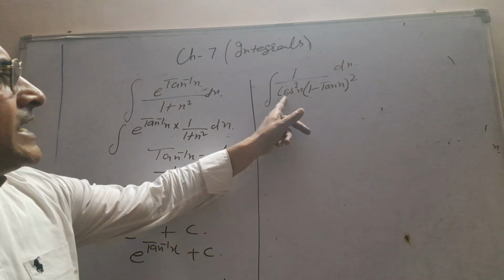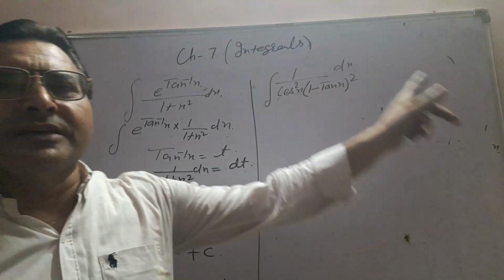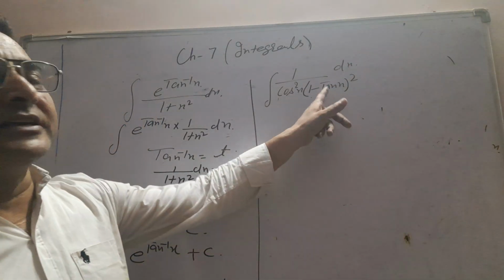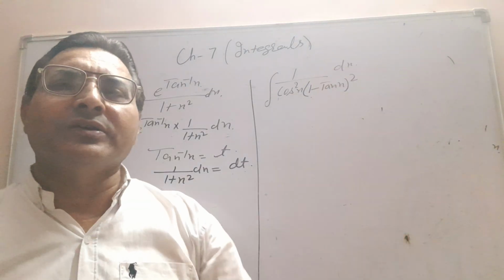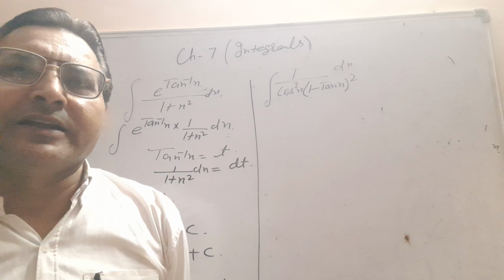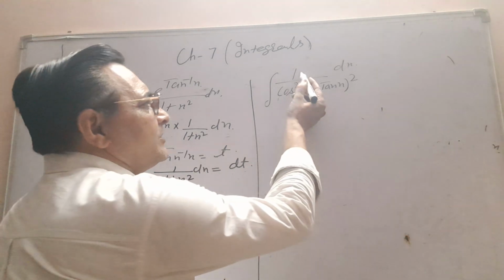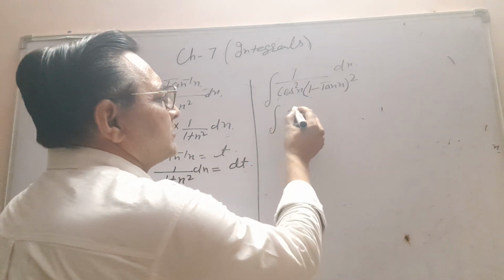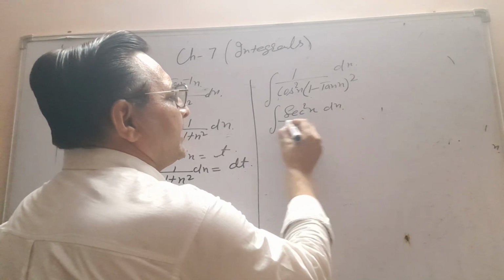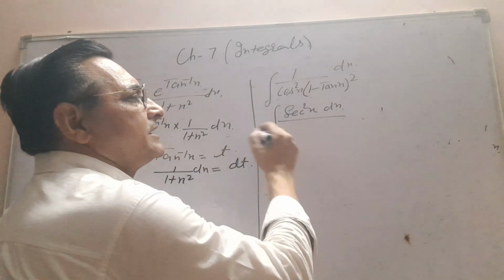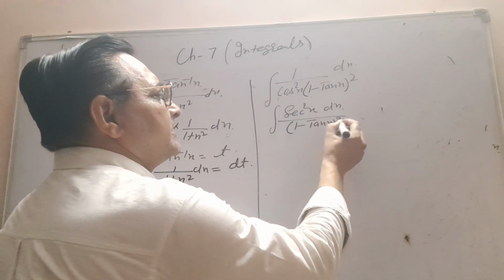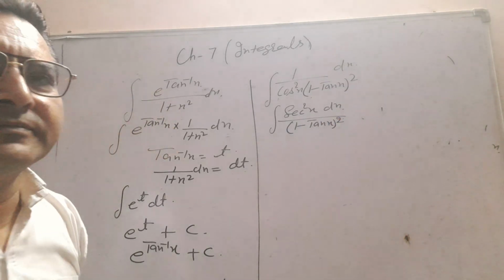Check there. Cos x derivative is minus sin x, but sin x is not there. Tan x derivative is secant square x, but secant square x is not there. So how we will get the secant square x? We know reciprocal of cos square x, 1 by cos square x is secant square x. So we can write it 1 by cos square is secant square x, and in the denominator we will write 1 minus tan x whole square.